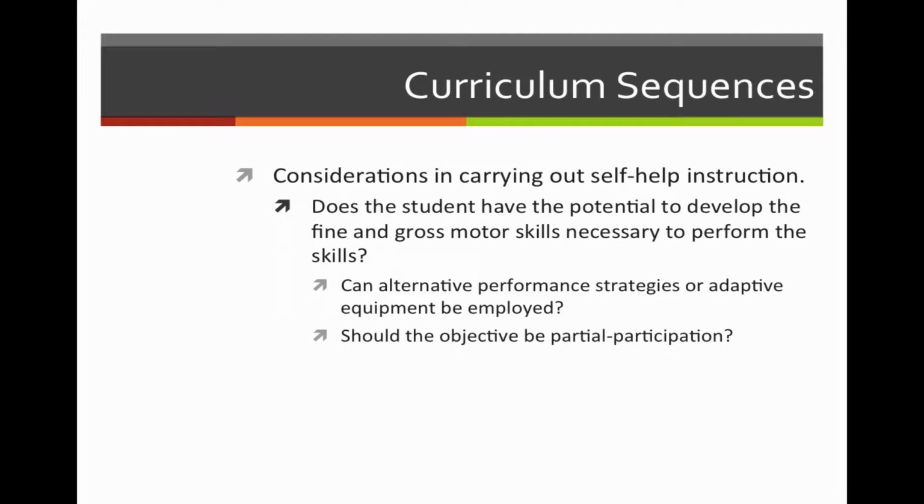So there are some considerations in carrying out this kind of self-help instruction, if you will, is first of all, does the student have the potential to develop fine and gross motor skills necessary to perform the skills? We want to make sure that students can either use adaptive equipment or that they have some alternative performance strategies if they don't have those natural fine and gross motor skills. And then the other part is considering whether or not we should even consider the objective of partial participation.